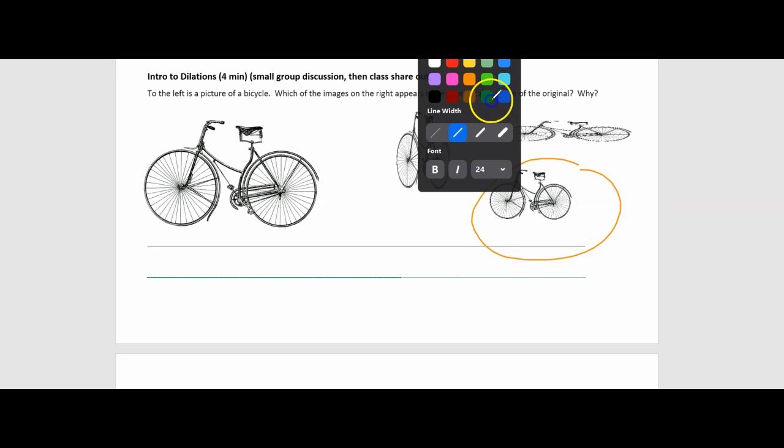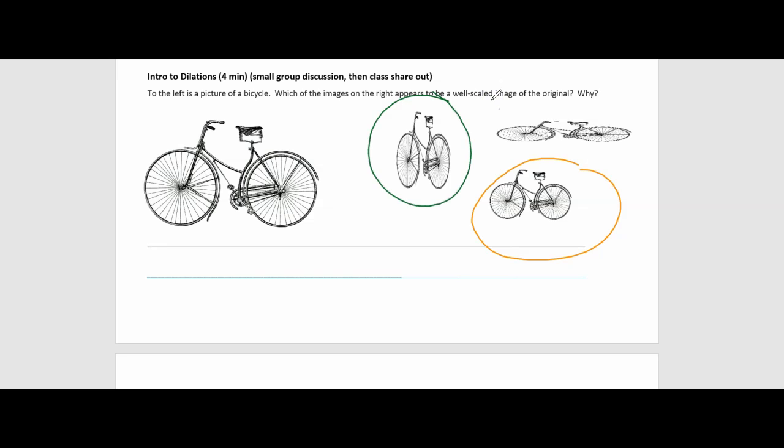If I look at this bike, everything is kind of smushed together. It's been compressed in. If I look at this bike, it's kind of been stretched out. So when you don't keep things in proportion, the images, or in this case the bikes, are not going to look the same. If you keep everything in proportion, they may be bigger or smaller images, but they will still have the same shape and they will still look the same as each other other than the size.